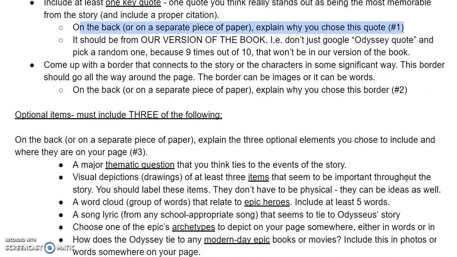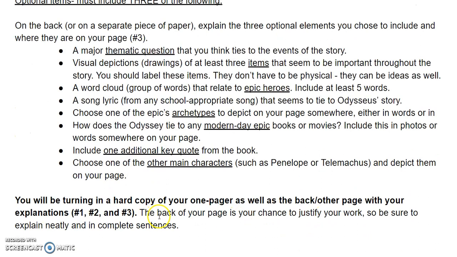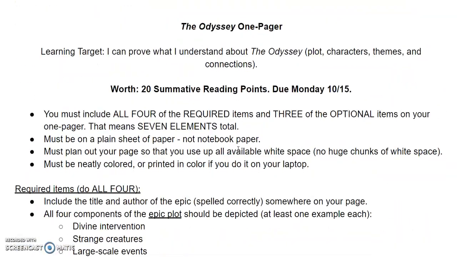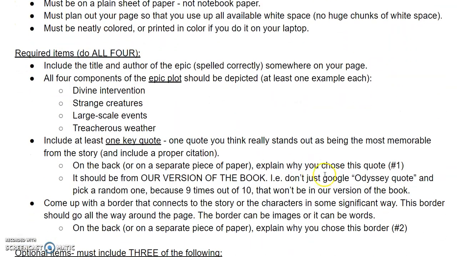And as I put at the bottom here, the back of your page is your chance to justify your work, to prove to me that you deserve these 20 points. So you need to explain neatly and in complete sentences. So don't just say like, number 1, sounds cool. Say, number 1, I chose this quote because blank, and explain why you think that's a key quote.